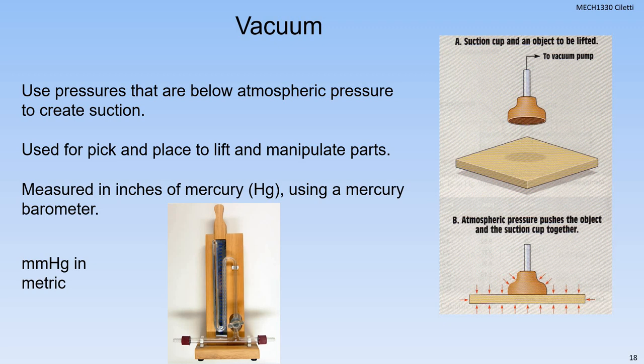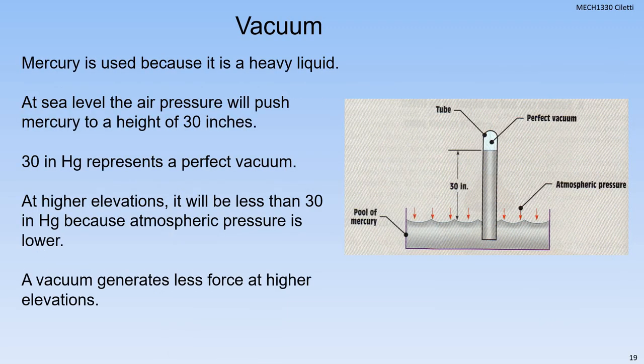So how do we measure things in a vacuum? It's measured in mercury, so you're going to see Hg through a lot of this. We use mercury in a barometer. If we do everything in metric, it's going to be millimeters of mercury, or mmHg. If you recognize Hg from the periodic table, it's mercury. Why do we use mercury? Because it's a heavy liquid. At sea level, the air pressure will push mercury to a height of 30 inches.